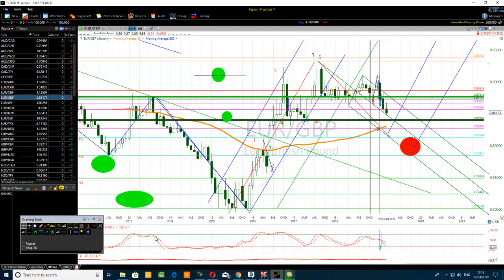If you look at the stochastic 8-3-3, this is my setting. It was oversold for a long time this year. This is what we are talking about. Oversold for a long time, which means the conditions for the euro against the pound were degrading. The price going down is looking for a better support level.